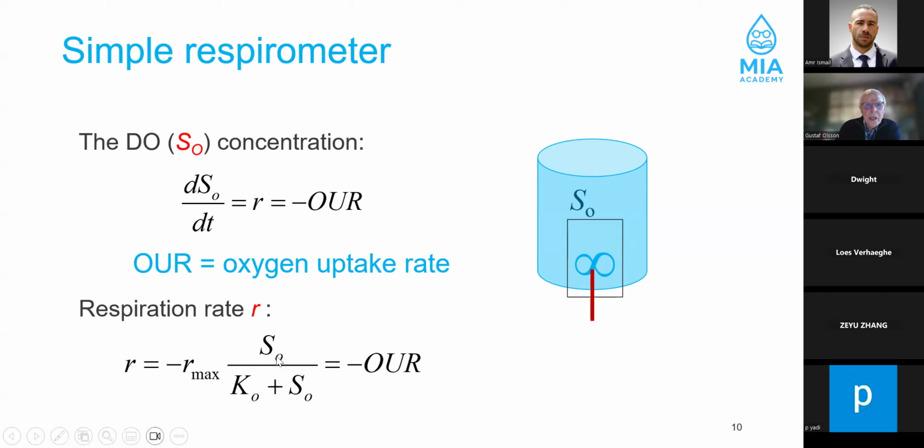In other words, if the DO is very high, then this Monod term is close to 1. And that means that the respiration rate is almost constant. In other words, the DO will decrease along a linear line. On the other hand, if SO is very small, then this term becomes small. And when the DO goes to 0, then there is no respiration.